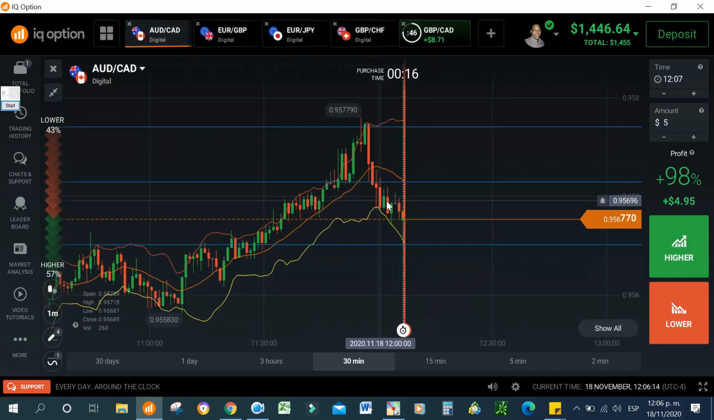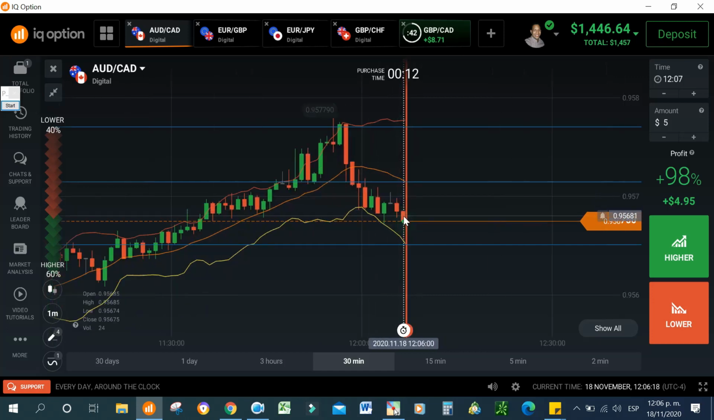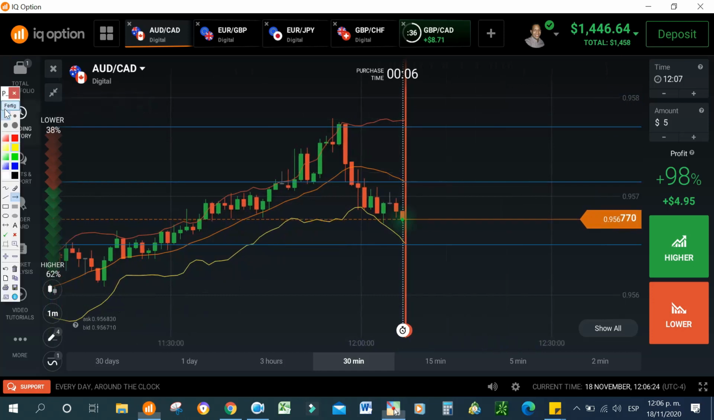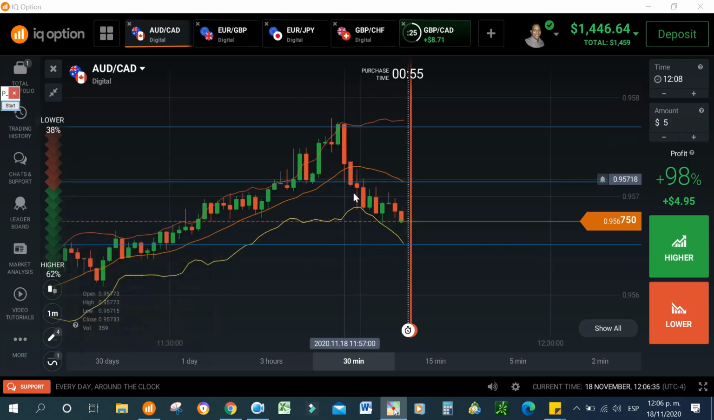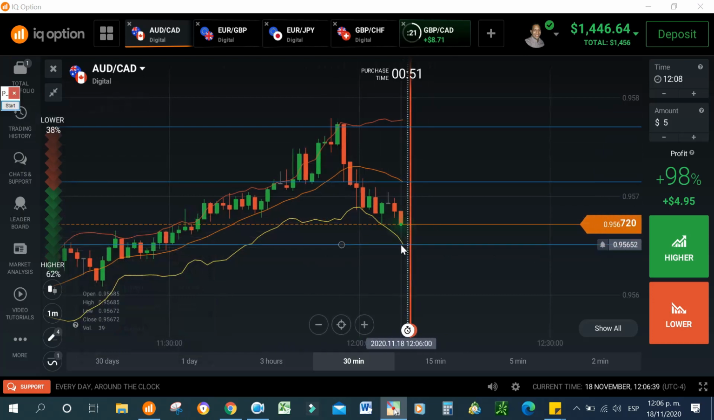Guys, as I told you, in this area the price is forming a base to go up again. That's what I think. But the base can also be formed right here, near this support level. So we just need to be patient and wait to see that base.